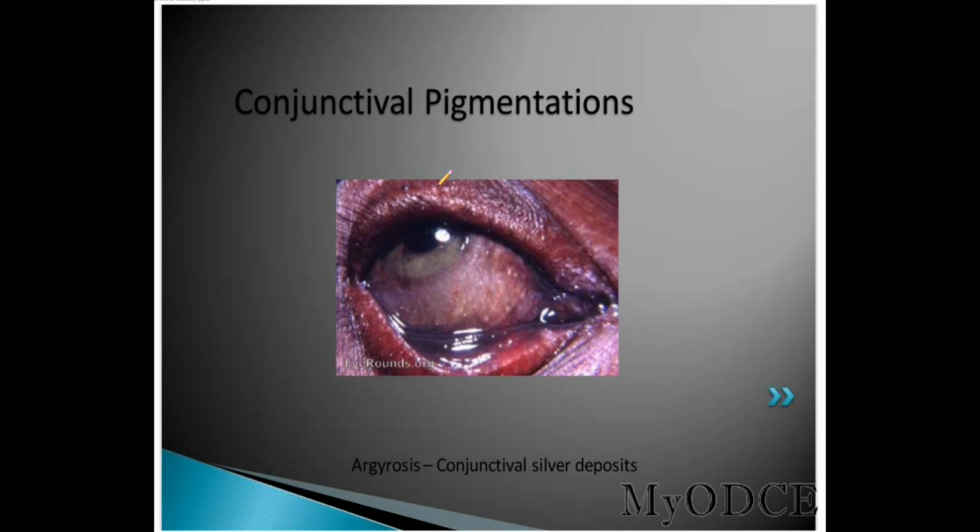It's interesting to mention too, in patients with conjunctival argyrosis, you'll also see silver deposits in the lacrimal sac, the lens, and the cornea.